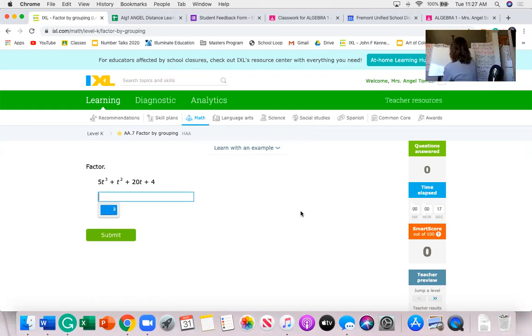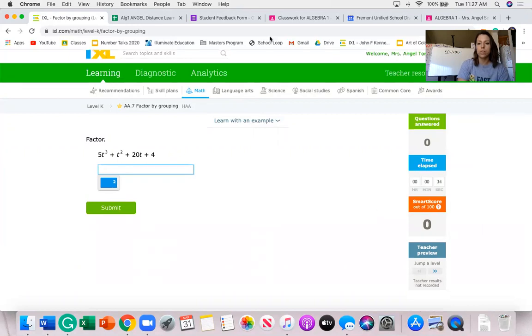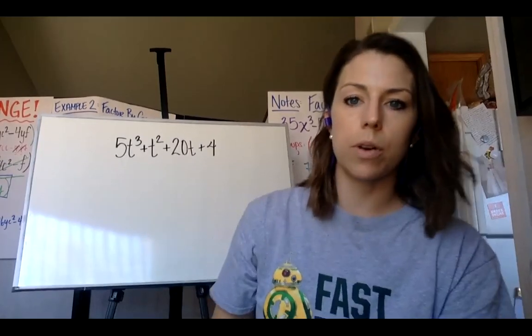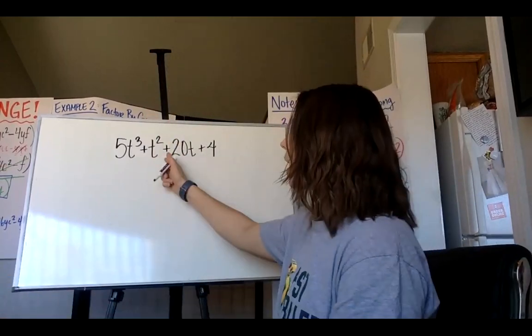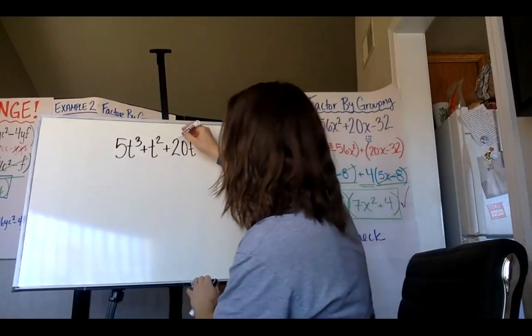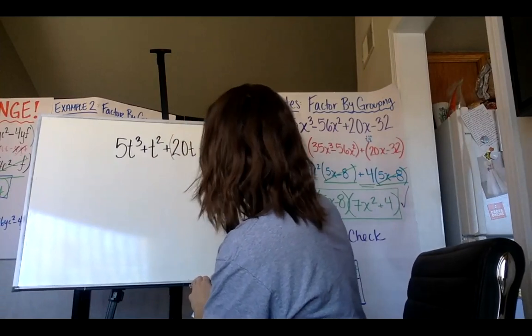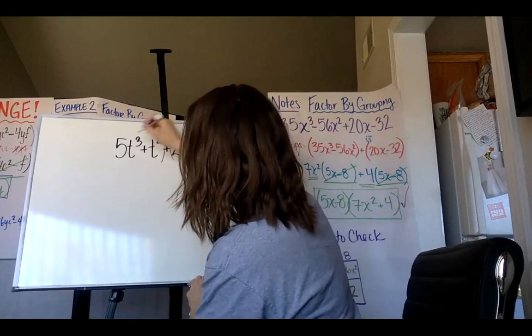So we have 5t cubed plus t squared plus 20t plus 4. This is, again, the very first question on the SMART score, one of the earlier questions that you're going to see. All right, step 1, put in our groups. I know that it's addition, so I'm just going to put in my groups. I don't have to change anything.